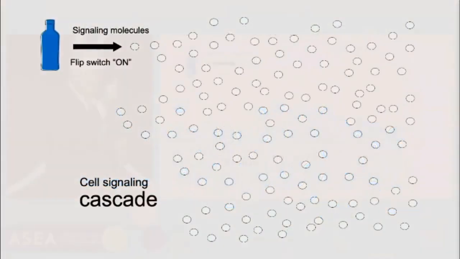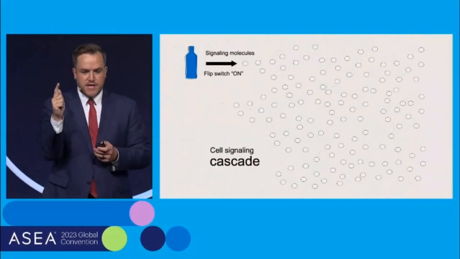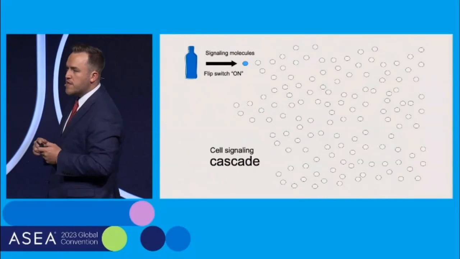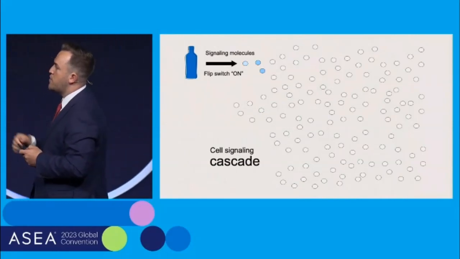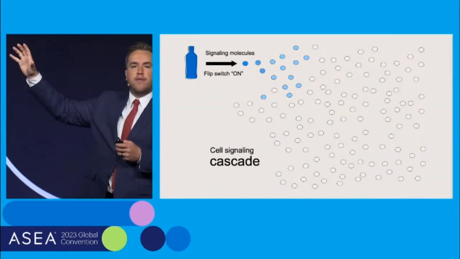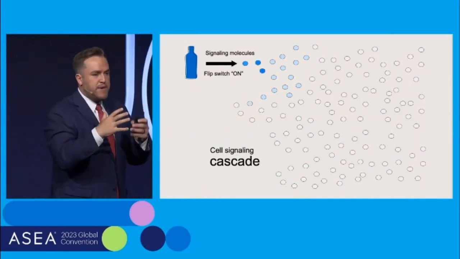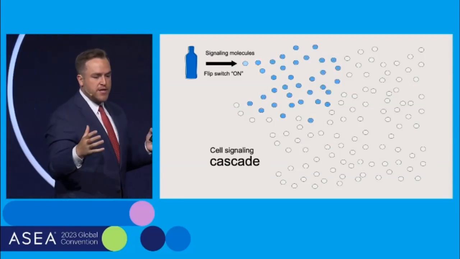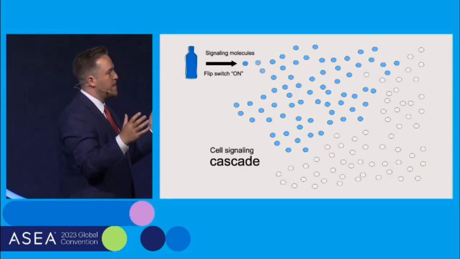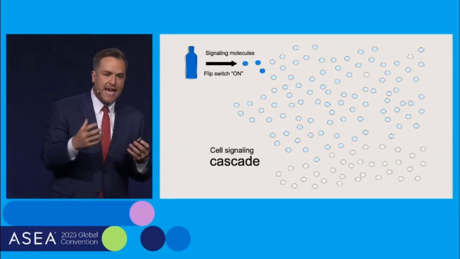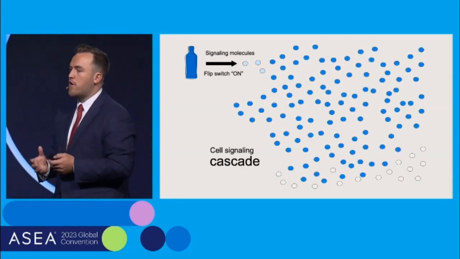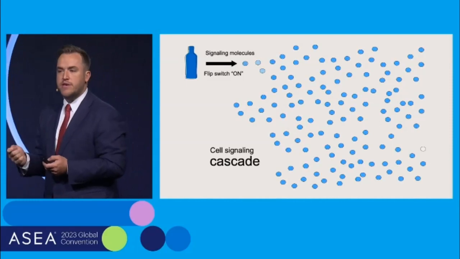Okay, so signaling molecules are tiny molecules that are absorbed into the cell. Once they're absorbed, it flips the switch on in the cell. Once that cell is turned on, it begins to communicate with the cells around it. Those cells begin to communicate with the cells around them. And that begins the cascade or domino effect. You can see here as that signal spreads throughout the cellular network. And it's this cell signaling cascade, this domino effect, that contributes to our overall health and wellness, our resilience to stress.